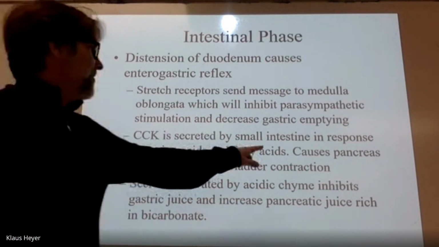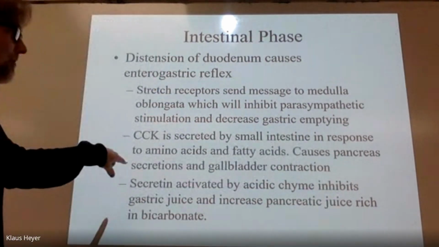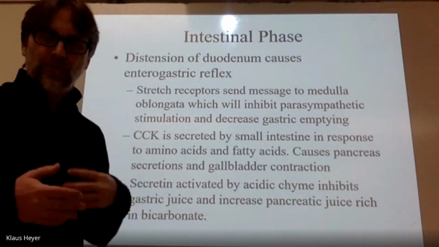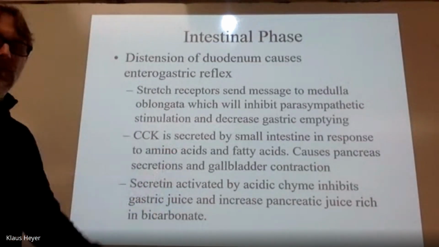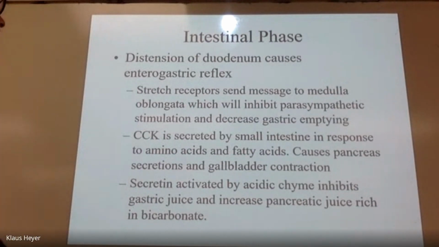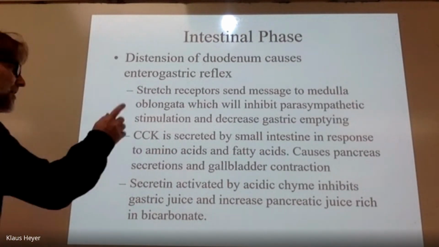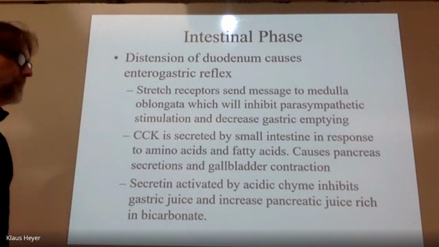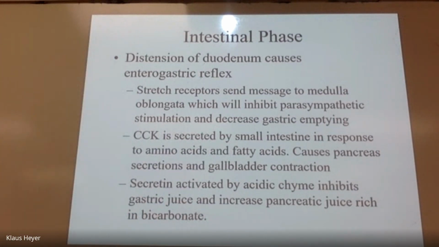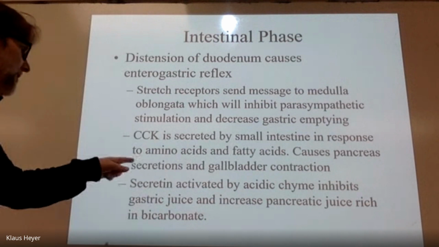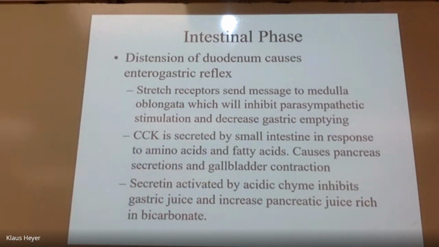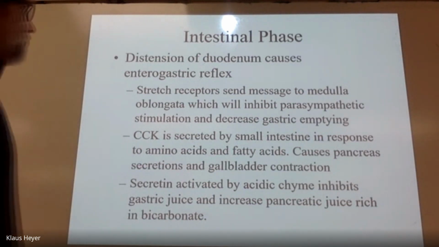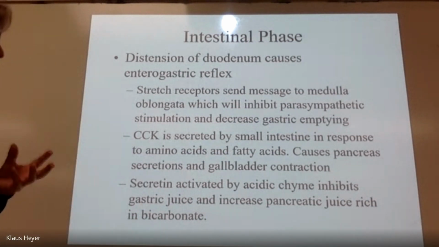You're also going to have pancreatic secretions. I just put pancreatic secretions here, but we're talking about hormones. Why secreting them? To take care of the amino acids. So what's triggering the release of CCK? Amino acids and fatty acids. Those are going to make the pancreas release its enzymes and the gallbladder release bile. That's CCK. So that's one hormone that's secreted by the small intestine.